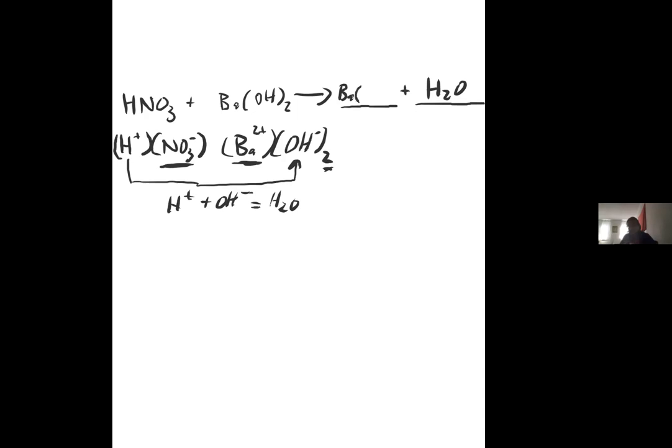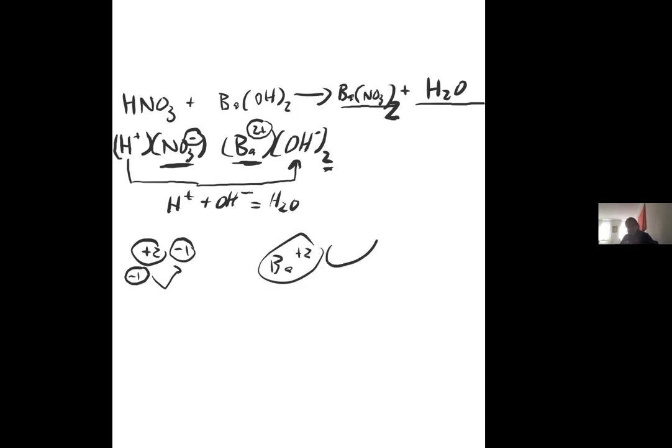But you can see there's a problem here. This one's +2 and this one's only -1. So you need two of the nitrates. Because remember, if you combine something that's +2 with something that's -1, that's not neutral. You need another -1, so you need two of the -1s. So really what you're doing is barium with two nitrates, and we write that as Ba(NO3)2. So you still have to balance the charge by adding more of the polyatomic ions.